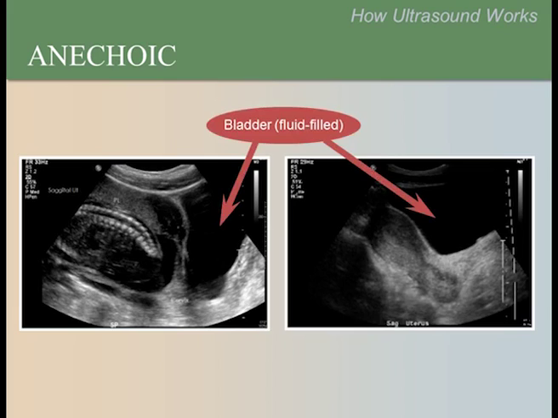In these 2 images, the anechoic structures are the bladder, which is fluid-filled. Other structures that should be noted here include the hyperechoic fetal spine on the left and the hypoechoic or gray-colored placenta on the left and the uterus and cervix on the right.